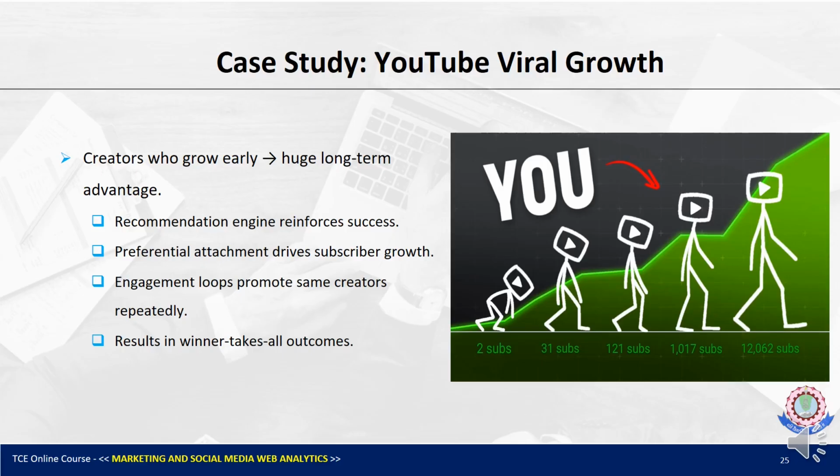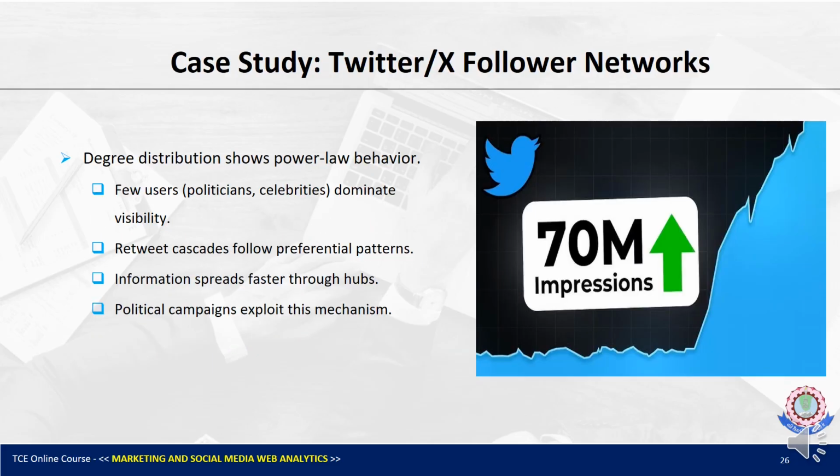Let's take a case study. On YouTube, creators who grow early gain cumulative advantage. The recommendation engine amplifies engagement. This creates a winner-takes-all ecosystem. On Twitter also, in the follower network, a few users hold disproportionate influence. Retweet cascades rely heavily on hubs. Political campaigns exploit this to spread messages quickly.